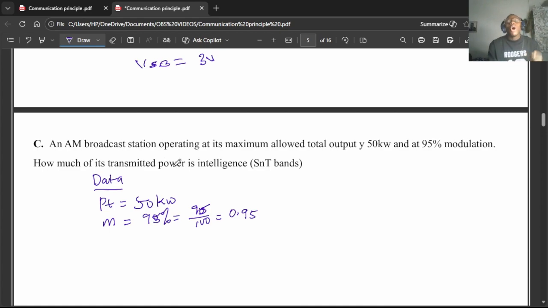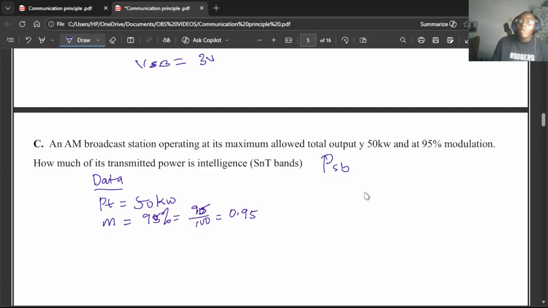How much of its transmitted power is intelligence? What are they now asking you to calculate for? They're not asking you to calculate for PC. They're asking you to calculate for your PSB. And what's your PSB? Your PSB simply stands for power in the sideband.